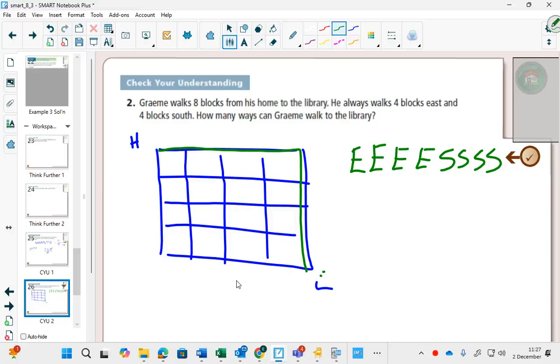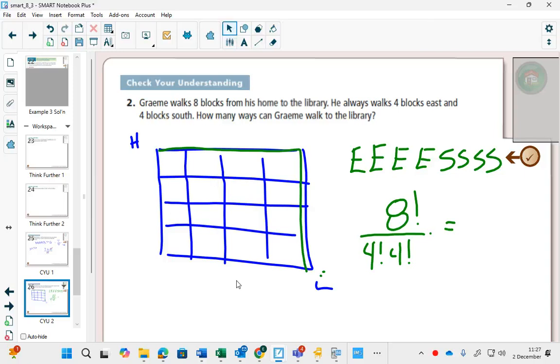How many ways can he go there? Well, if they were all different directions, all different letters, that would be 8 factorial. But we have identical E's and identical S's, so we get 4 factorial and 4 factorial to divide out, and we get our final answer. This would be a calculator question. Can you type that into your calculator and get 70?